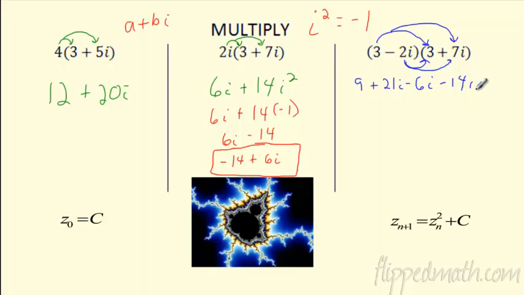And again, i times i is i squared, so I've got this. Let's combine some like terms here. 21i minus 6i is what? 15i. And then again, what do I do with that i squared? It really becomes -1, so you got to put that in there. So we're really looking at 9 plus 15i plus 14. Add those together, we're looking at 23 plus 15i.